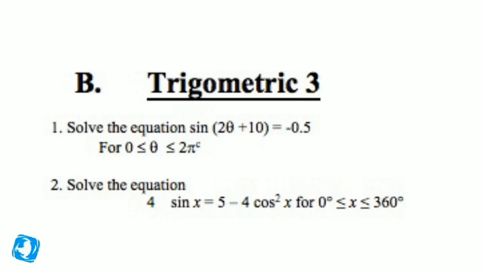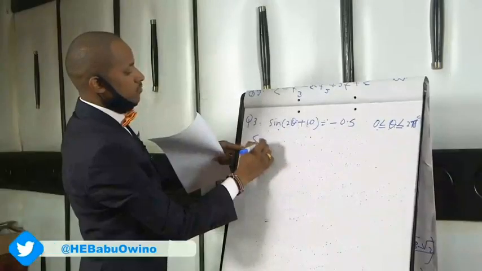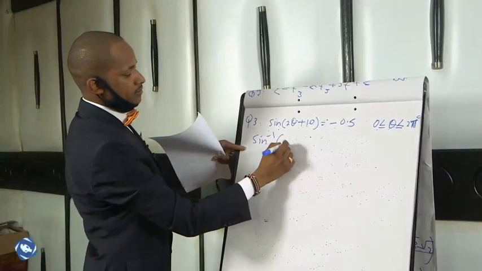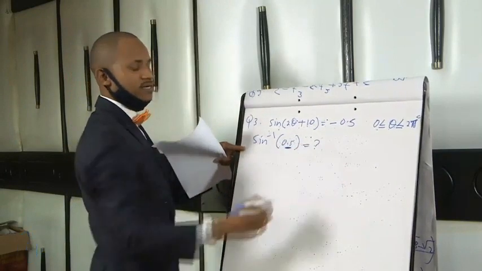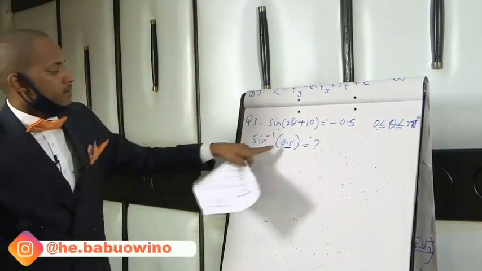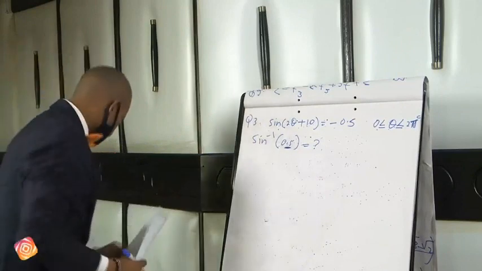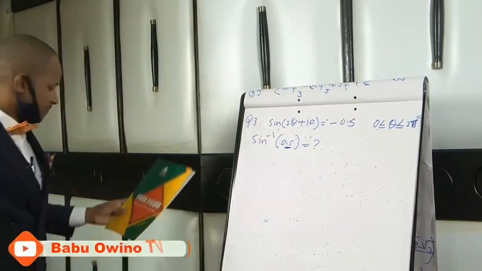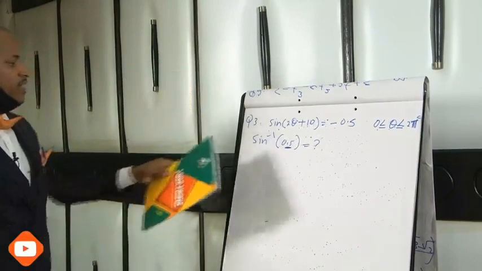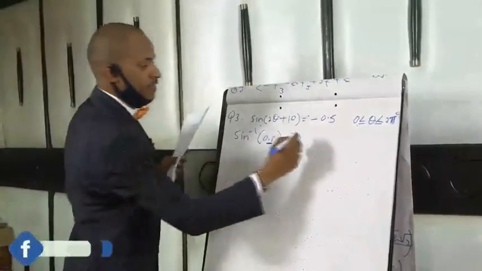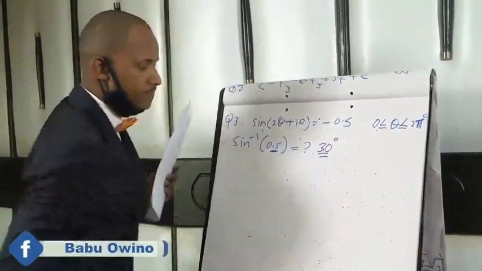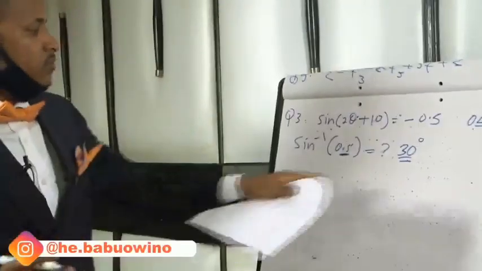Number one, find an angle whose sine is 0.5. So which angle is that? From your four-figure elementary mathematical tables, or if you can get it from the calculator, the angle whose sine is 0.5 is 30 degrees. Therefore, the first thing we do is to identify all the quadrants where that angle lies.